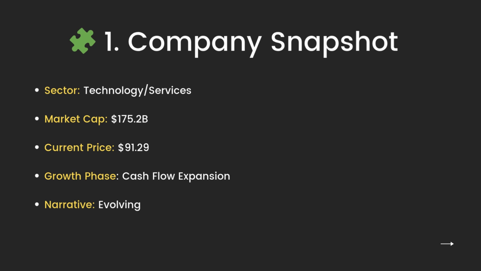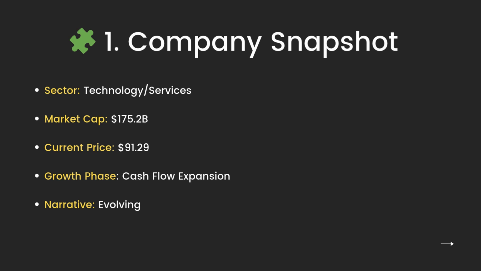So going through the pillars again, this is the first pillar of the company snapshot, right? The sector that it's in is technology and services. It's kind of at an intersection between tech and all that. Its market cap is $175.2 billion with a B. This is a pretty big number, but let's look at its current price. As of 7/25/2025, its current price is $91.29, pending to change.